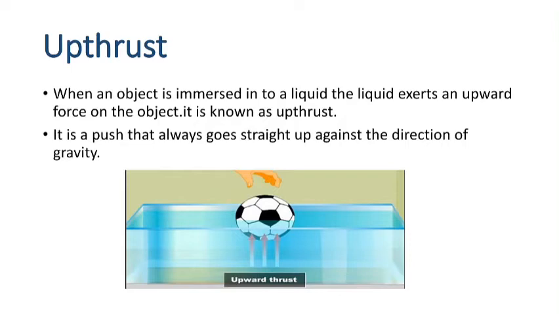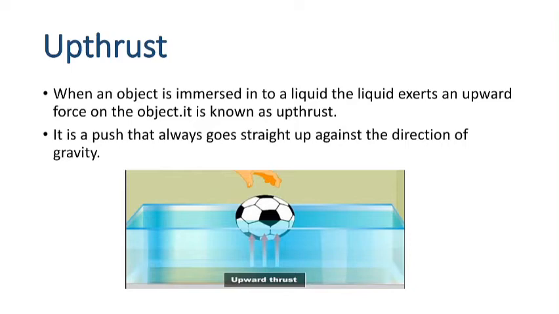Thus, the shape of an object affects its ability to float. Yes, changing the object's shape will also change its ability to float, because it holds air and upthrust has more space to push the object. What is upthrust? When an object is immersed in a liquid, the liquid exerts an upward force on the object. It is known as upthrust.